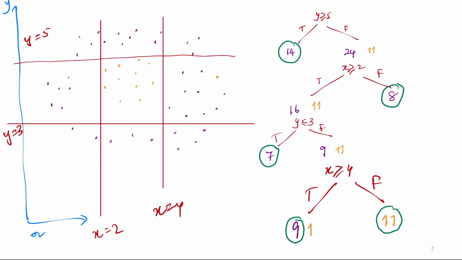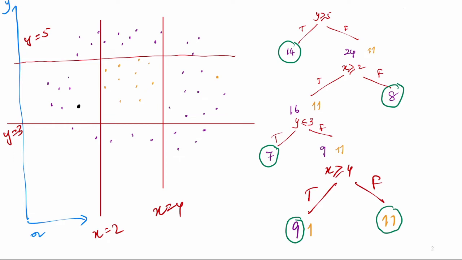Let's say we have a new node coming in, we have a new node here. So what we do is we go through this tree, and when we go through this, y greater than or equal to 5, false. So I'm just gonna trace it here, false, and then we say x greater than or equal to 2, false. So that means our new node is going to be a purple node.